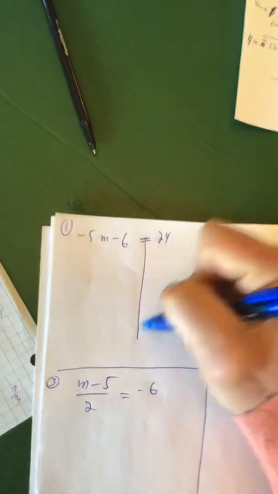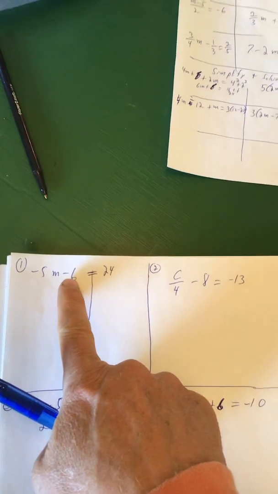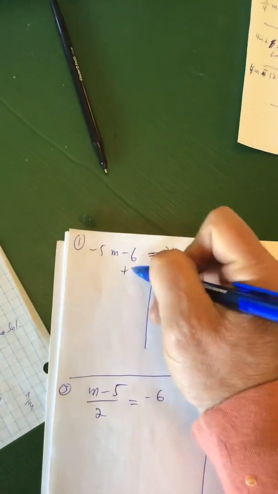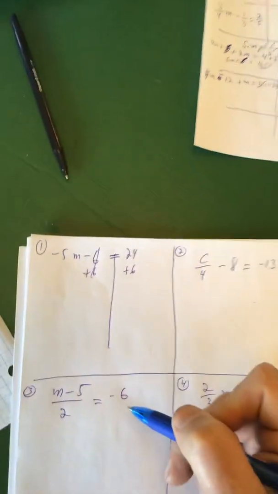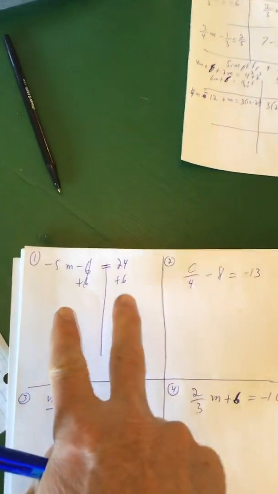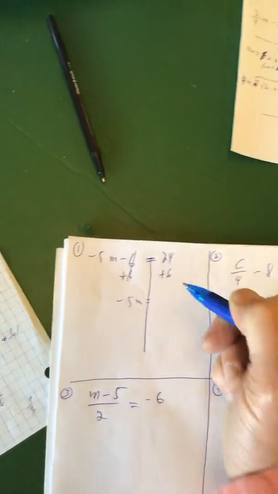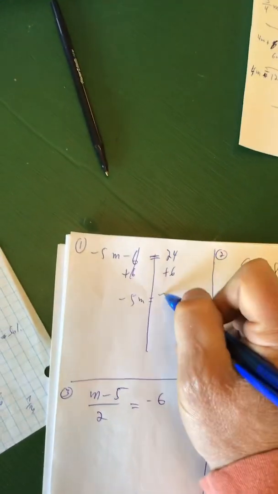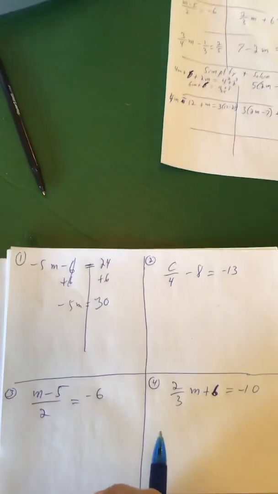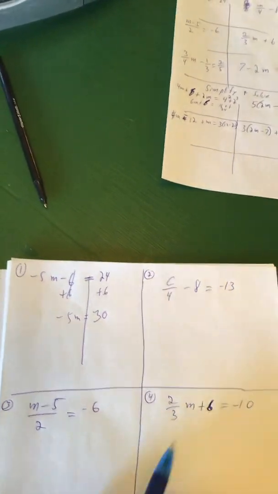I'm going to draw my line down the middle. The opposite of subtracting 6 is adding 6. I add 6 to both sides and opposites cancel. Opposite both sides now, and I summarize. Negative 5m equals 24 plus 6, which is 30. Write 24 and write 6 is write 30.